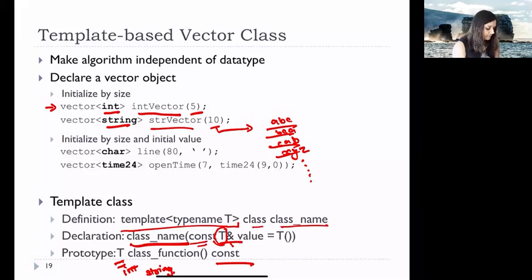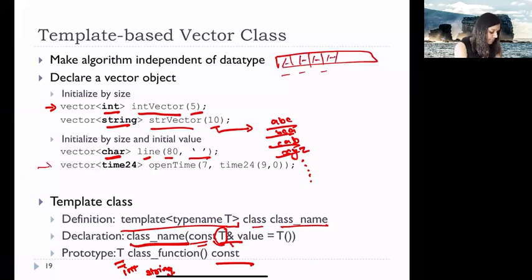If you're storing char, and you want to initialize as well as give an initial value to each item in the vector, then you pass two arguments. As you see over here, we have a vector of type char, and we have two arguments. The first argument says the size of this vector line is 80, and all these 80 chars in this vector line are initialized to null. So this vector would store 80 chars, and each of them is initialized to null to begin with.